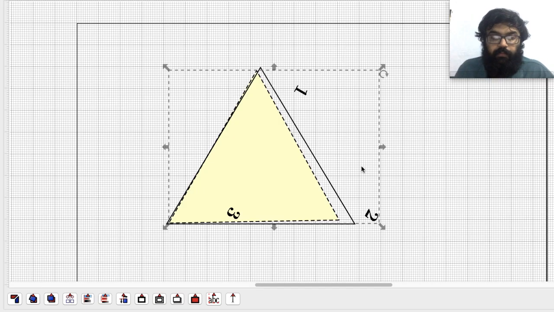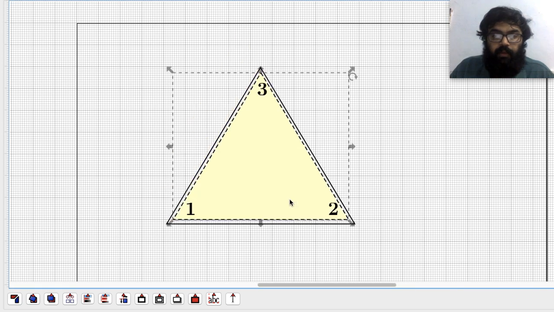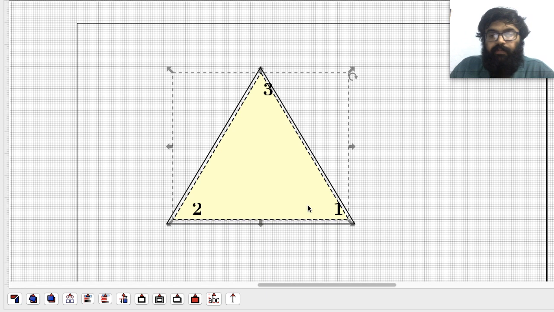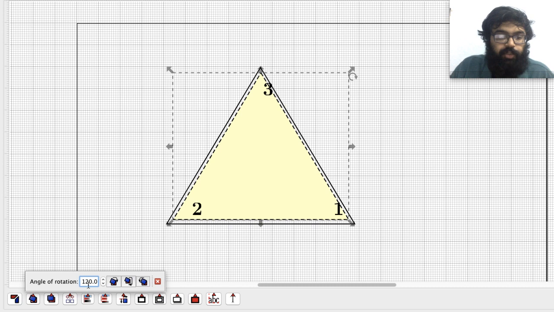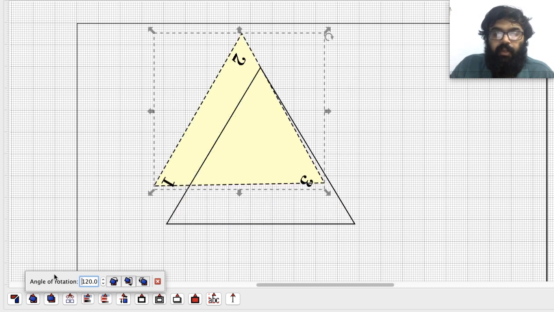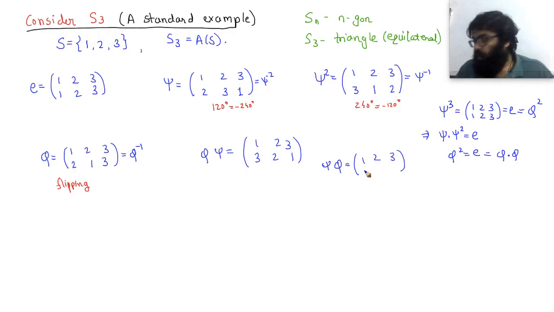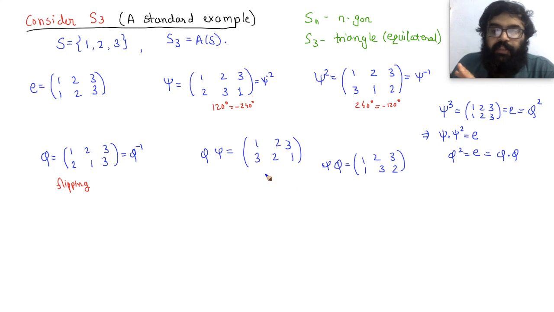So let me bring back to the original position. Yes, now 1, 2, 3. What we do first is we flip. So 1 and 2 are flipped and 3 is as it is. And now I consider rotation by 120 degrees. As you can see here, rotation by 120 degrees. What do I get? I get 1, 3, 2. Yes, so we have got so far 6 elements.